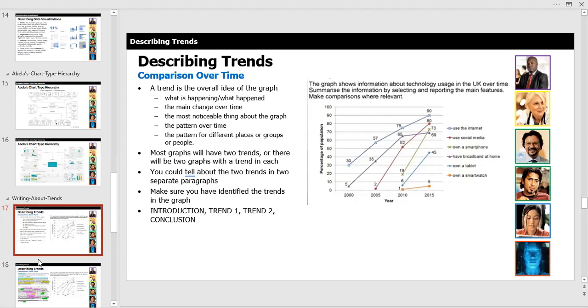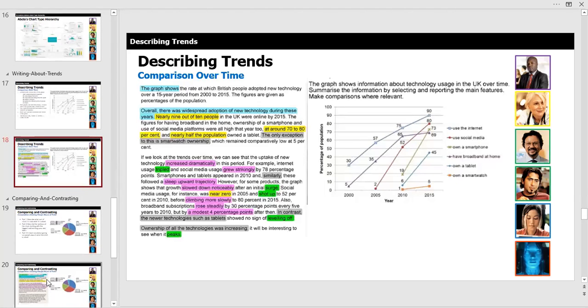Now let me give you an example, because it's really useful to have an example. If you look at the text on the left, you have the introduction, the graph shows. You have trend number 1. I'm not going to read it all, because you can come back and read that later in your own time. It says overall, the first trend: there was a widespread adoption of new technology during these years. Nearly 9 out of 10 people in the UK were online by 2015, and then it goes on to explain some more information. And the second trend, if we look at the trends over time, we can see that the uptake of new technology increased dramatically in this period.